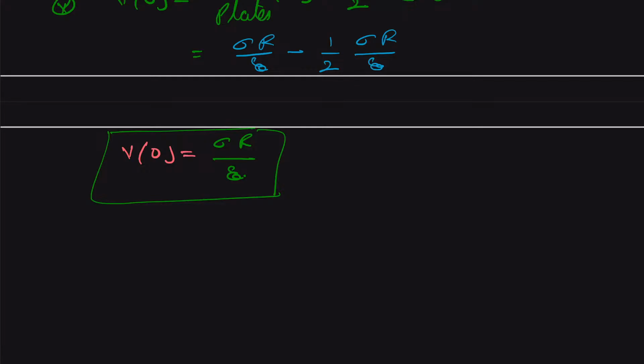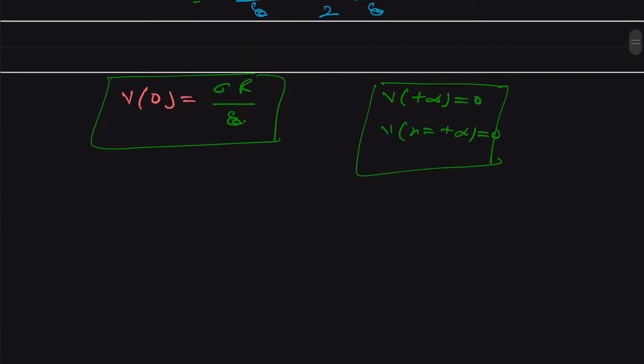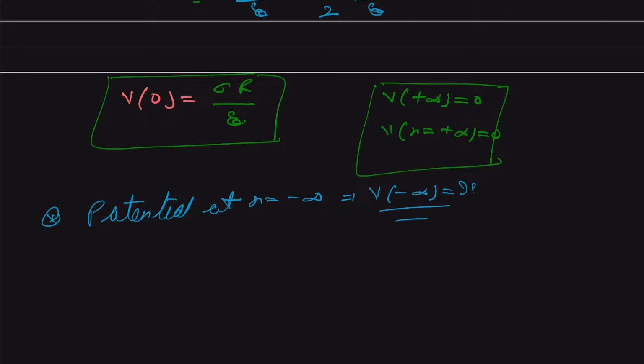And second part, we are also going to find out what will be the potential at x is equal to minus infinity. We have to keep in mind that potential at plus infinity is given to us as 0, which means that potential when x is equal to plus infinity is 0. And we have to find out what will be the potential when x is equal to minus infinity. So we are going to find out V of minus infinity.